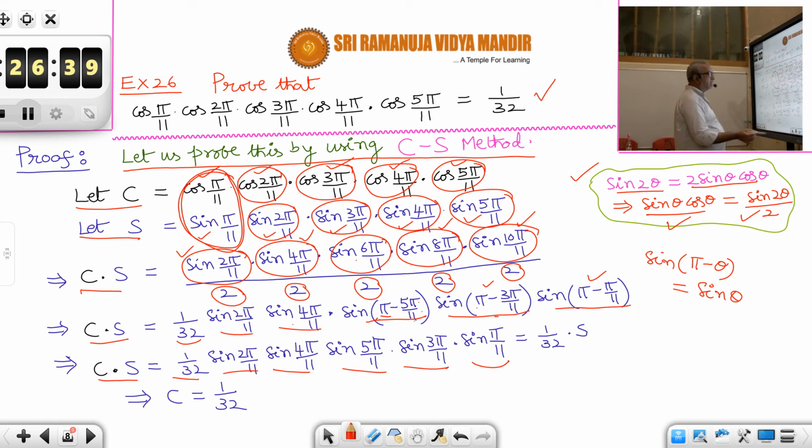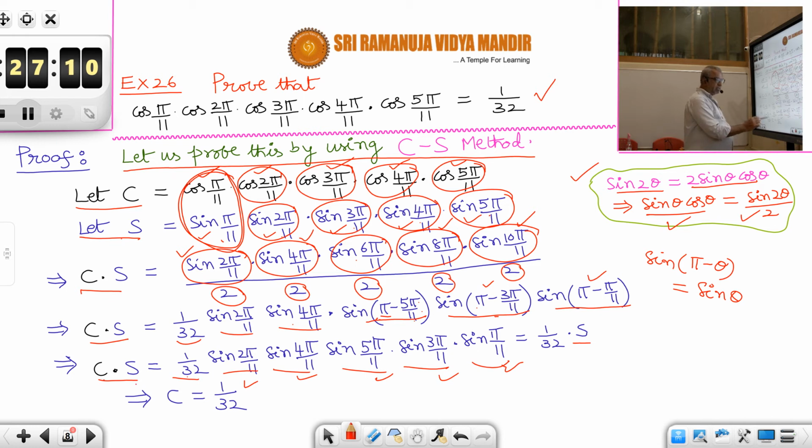So you can see that all the 5 factors are there. The right hand side is nothing but 1 by 32 into S only. What is S? See here. Pi by 11, 2 pi by 11, 3 pi by 11, 4 pi by 11, 5 pi by 11. All the angles are there here. Yes, pi by 11 is here, 2 pi by 11 is in the beginning, 3 pi by 11 here, 4 pi by 11 here, 5 pi by 11. All sines only. So the right hand side is nothing but 1 by 32 into S.